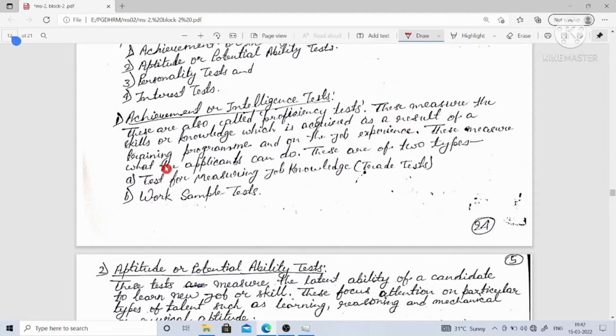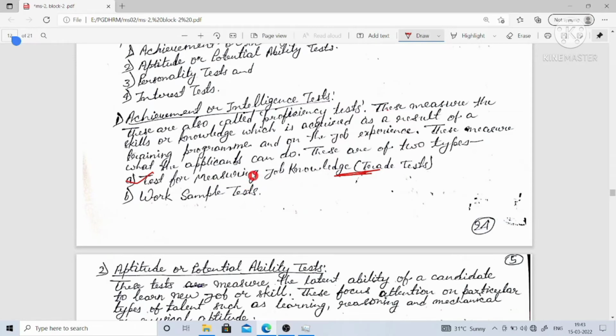These are of 2 types. The first type of achievement test is the test for measuring job knowledge. So this test for measuring job knowledge is intended to reveal what different kinds of job-related skills or knowledge the person possesses. Then the work sample test.